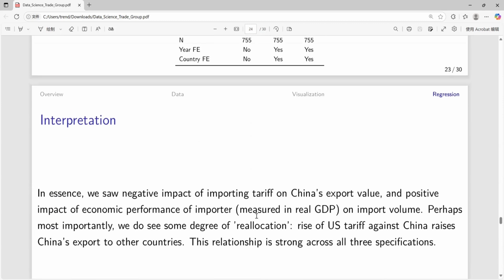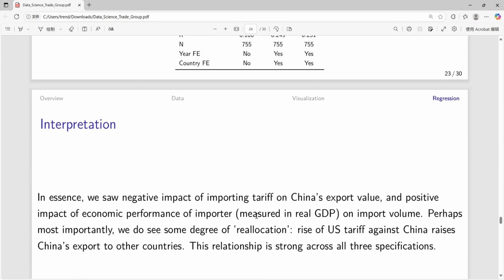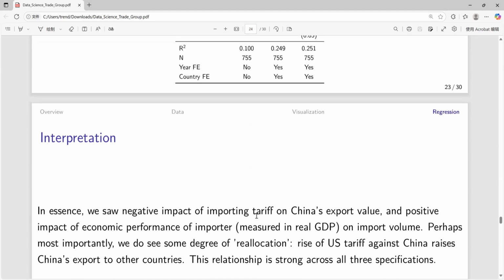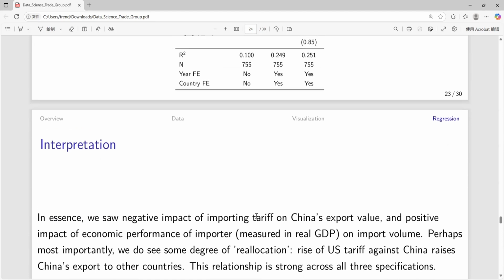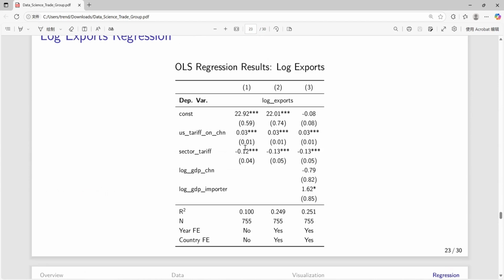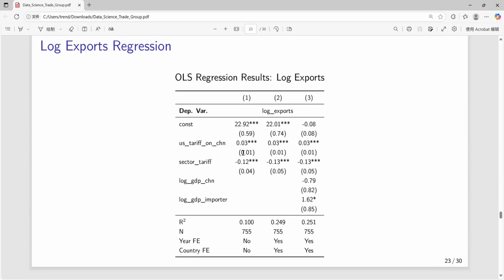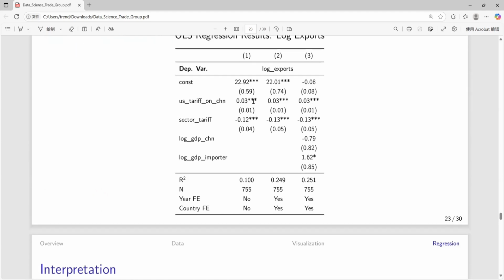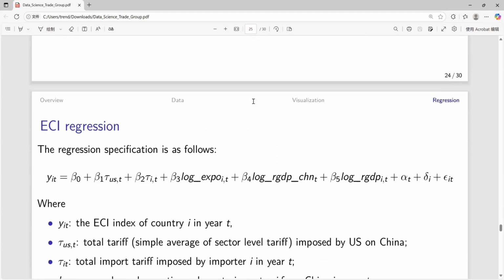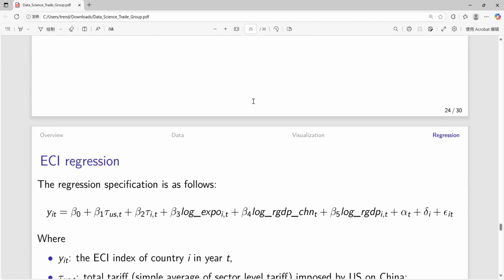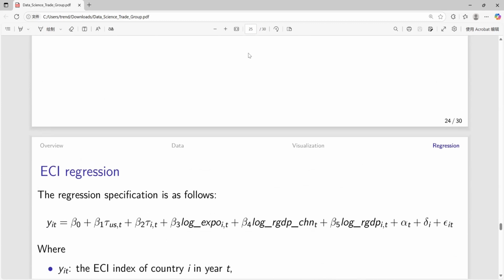Essentially, this is telling us that the rise of US tariff against China raises China's export to other countries. And the magnitude of this coefficient is not small. This tells us that a 1% increase in US tariff on China raises China's export to other countries on average by 3%. And I will leave the floor to my group member who's going to talk about the ECI regression.